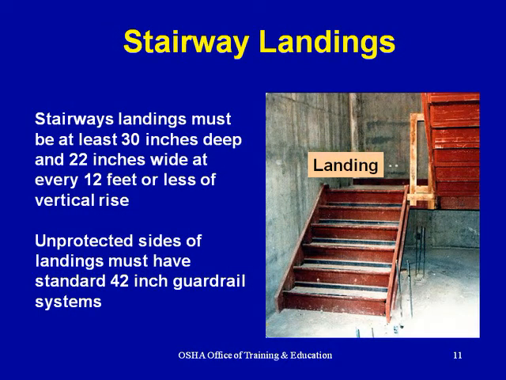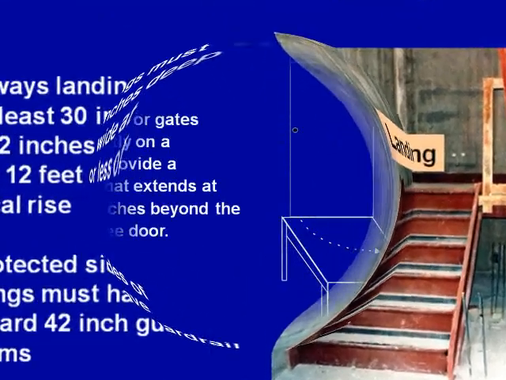Stairway landings. Stairway landings must be at least 30 inches deep and 22 inches wide at every 12 feet or less of vertical rise. Unprotected sides of landings must have standard 42-inch guardrail systems.